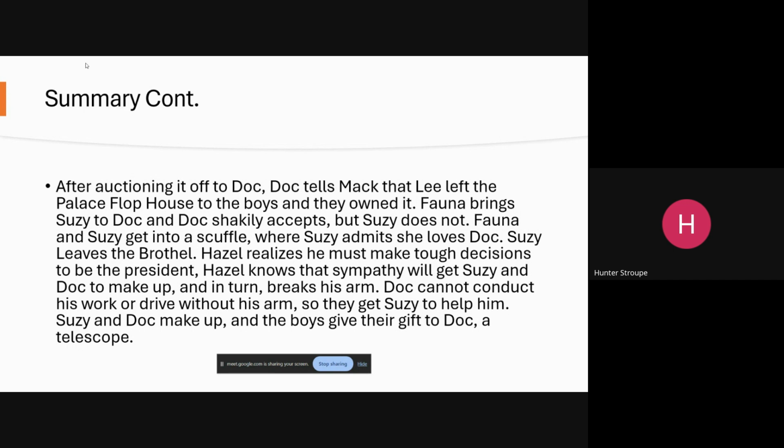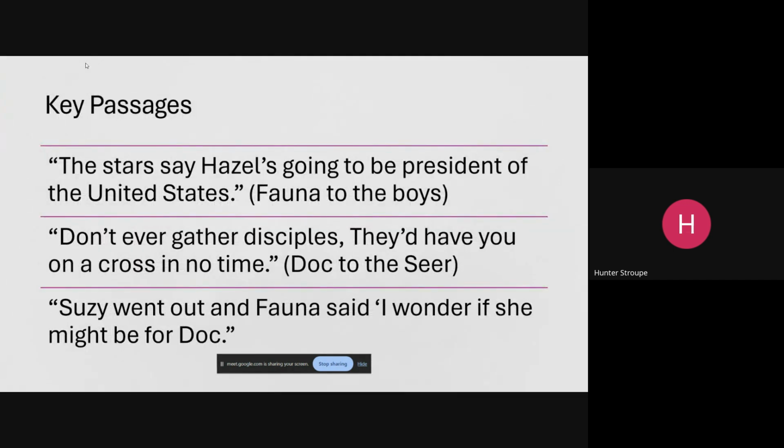And that was all of my summary. For some key passages, I put the stars say Hazel's going to be president of the United States, which was said by Fauna to the boys early on in the novel. I put this down as one of the key passages because I believe that although it's offered like it's going to be some sort of comedic relief early on in the novel, it does eventually lead to the novel's conclusion of Doc and Susie getting back acquainted with each other because of the action that Hazel takes, because he believes that eventually he's going to have to be president.